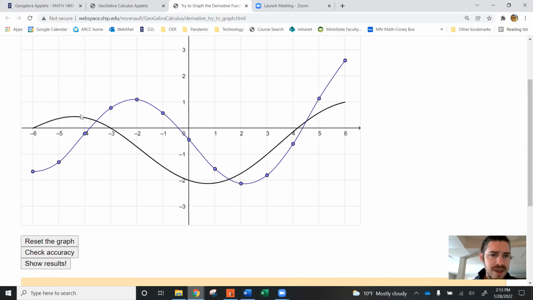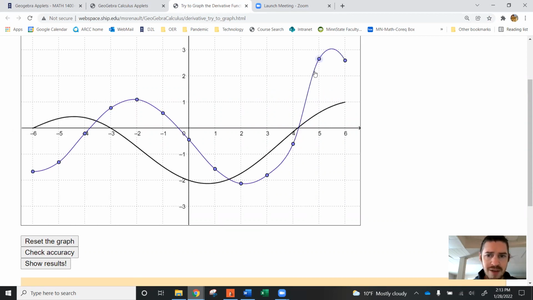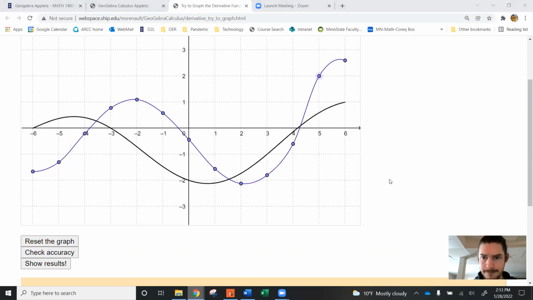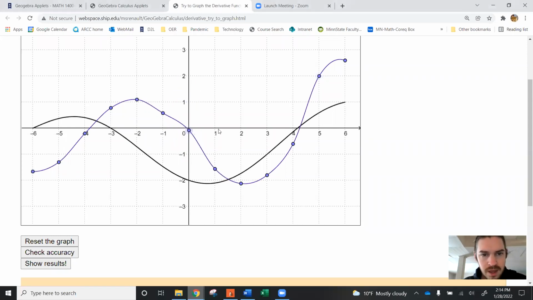So you have this graph in black, and you have this graph in blue. You can grab these blue points and move them around. And the idea of this is to try to move this graph so that it is matching the graph of the derivative. And then we can check for accuracy, and eventually we can show and see how close we got. This is sort of a fun game almost. So I'm going to look for the maximum points and minimum points. Here we have a 0. This is where we have a maximum, a horizontal tangent.